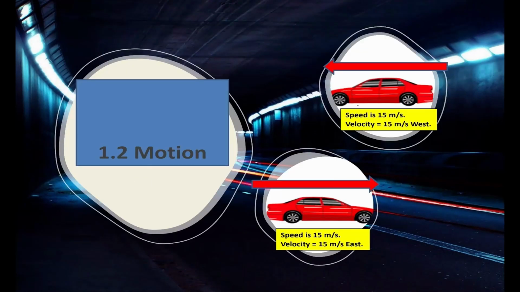Here, this car is traveling to the west, and this car is traveling to the east. The speed here is 15 meters per second, and the speed here is also 15 meters per second. So the speed is the same because the speed does not have a direction. What about the velocity? The velocity here is different from the velocity here. The velocity here is to the west, but the velocity here is to the east. So the velocity here is different from the velocity in the second case.